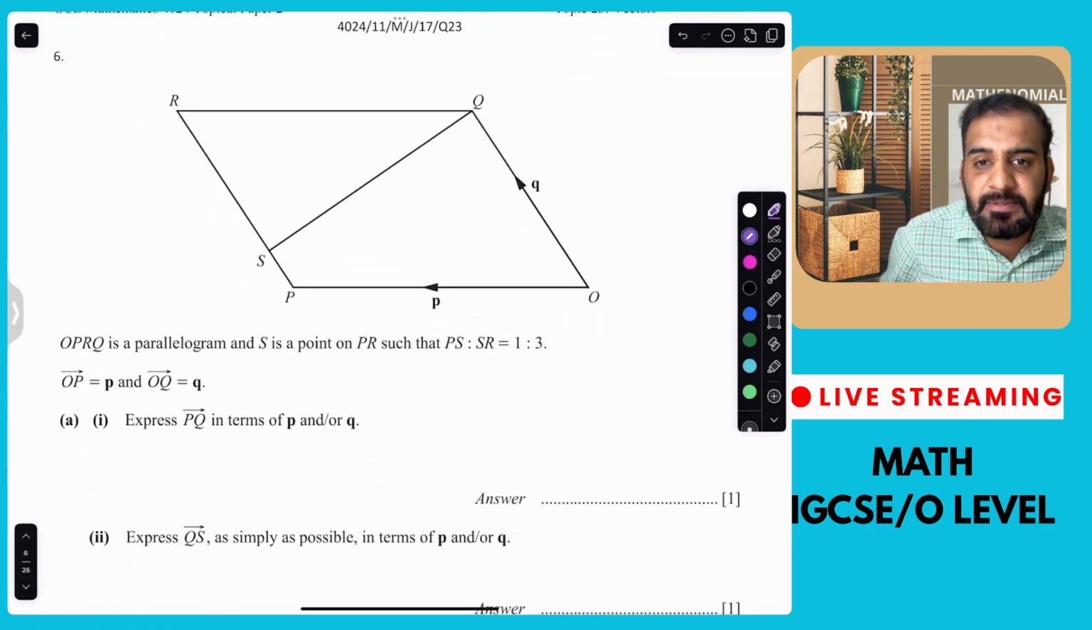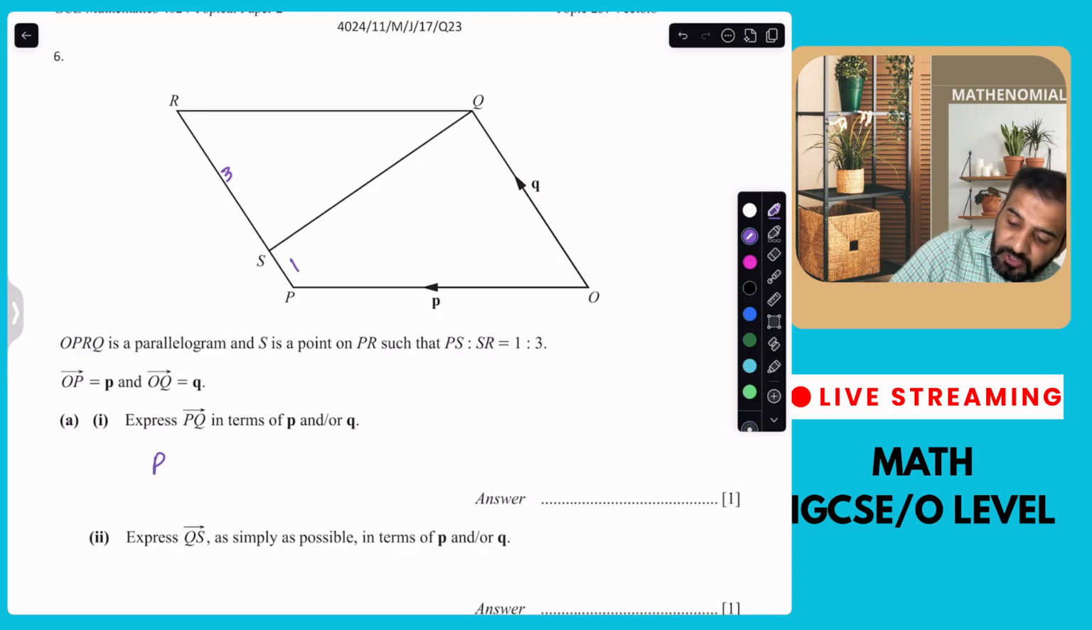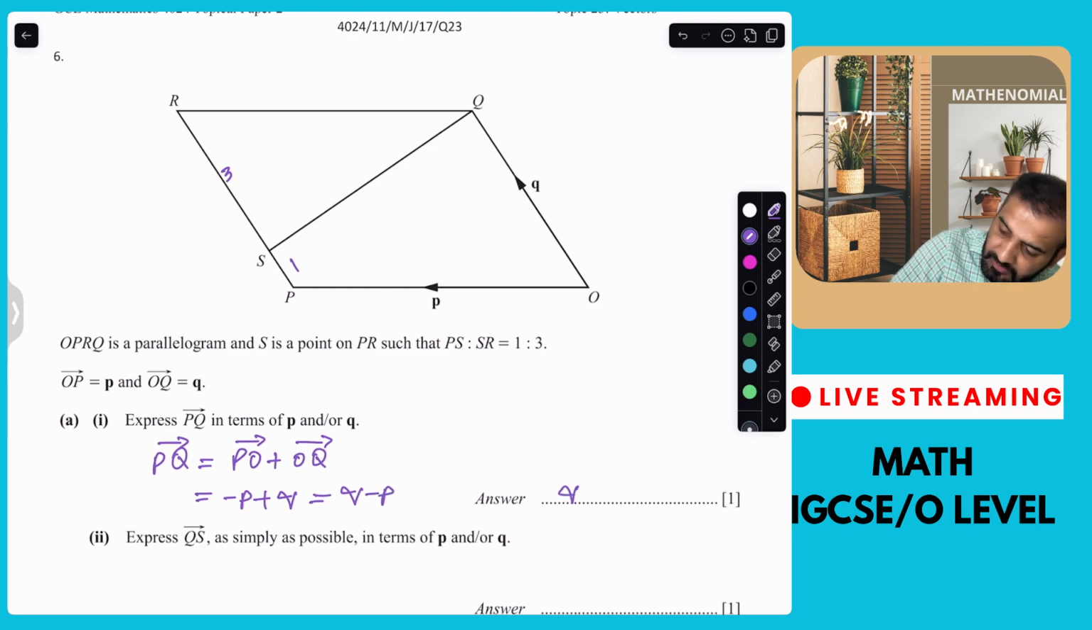Moving on to question 6. OPRQ is a parallelogram and S is a point on PR such that PS to SR is 1:3. And OP is P, OQ is Q. Express PQ in terms of P and Q. So PQ means P to O plus O to Q. PO means minus P plus OQ means small q. So it is Q minus P.